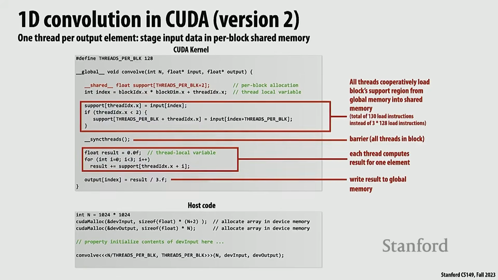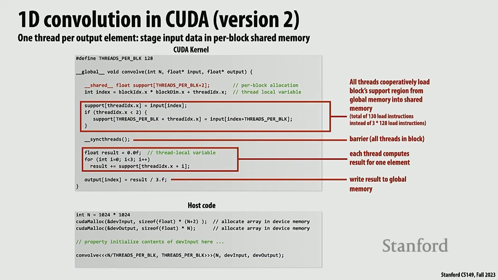So now look at what my thread does. My thread allocates this shared array of 130 elements. And that type modifier, shared, is saying this is not a per thread allocation. This is a per thread block allocation. So this is kind of like a uniform variable in ISPC. Okay, and now look at what the threads do.